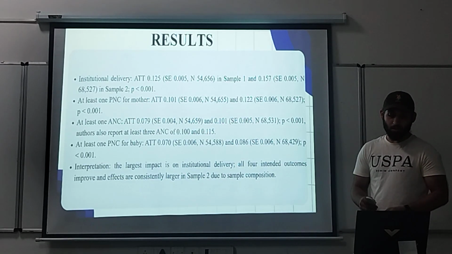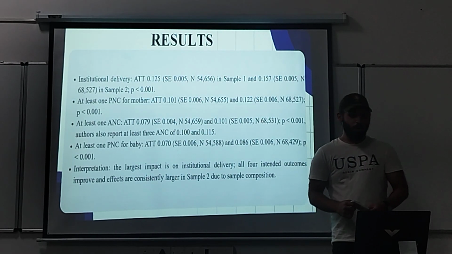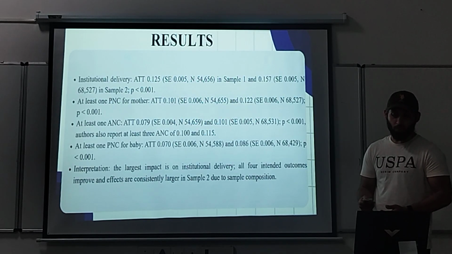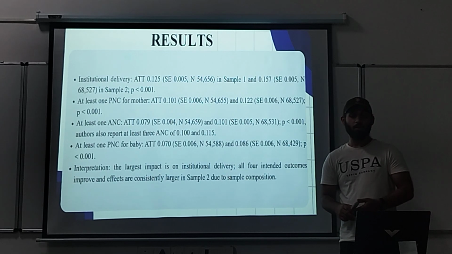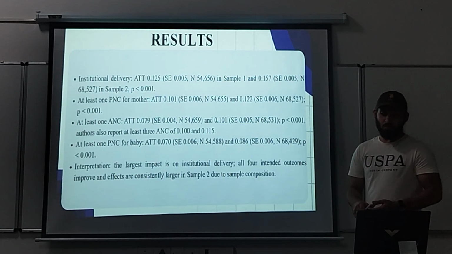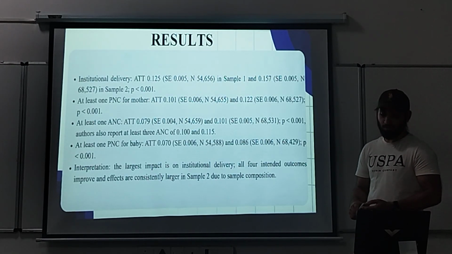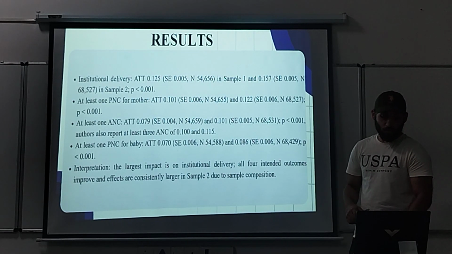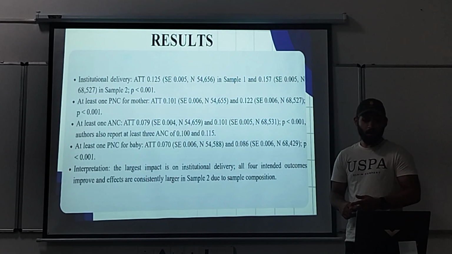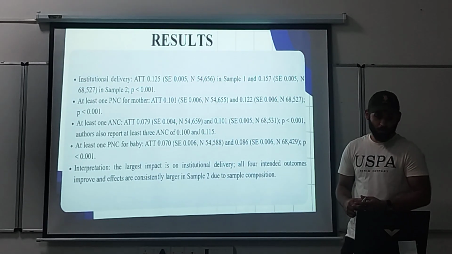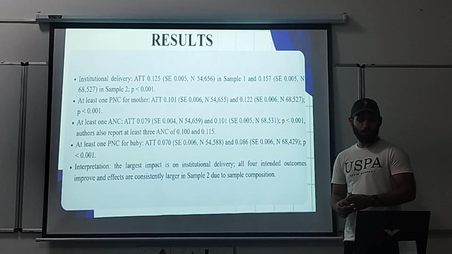For at least one antenatal care, the ATT is 0.079 in sample 1, and in sample 2, it is 0.101, again with a significance level of p value under 0.001. Previous authors also report estimates of 0.100 and 0.115 for at least 3 ANC visits. For at least one PNC for the baby, the ATT is 0.070 in sample 1 and 0.086 in sample 2, with all estimates being statistically significant, p < 0.001.